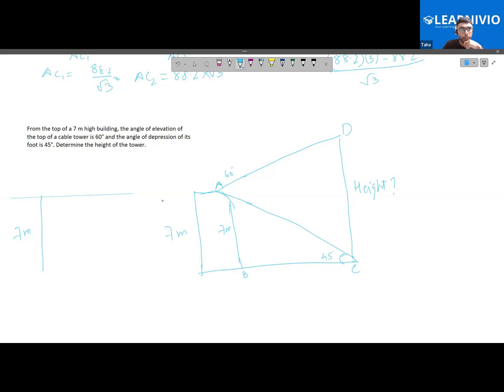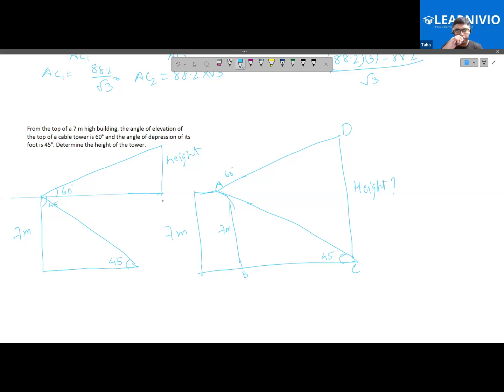Okay, from here, the angle of depression is 45 degrees, meaning if you go this way, this is 45 degrees. And from here, the angle of elevation is 60 degrees, meaning this. So if we find this particular height here, we can add it to the building height and find the height of the tower, right? That is at least what I'm thinking. What do you guys think?